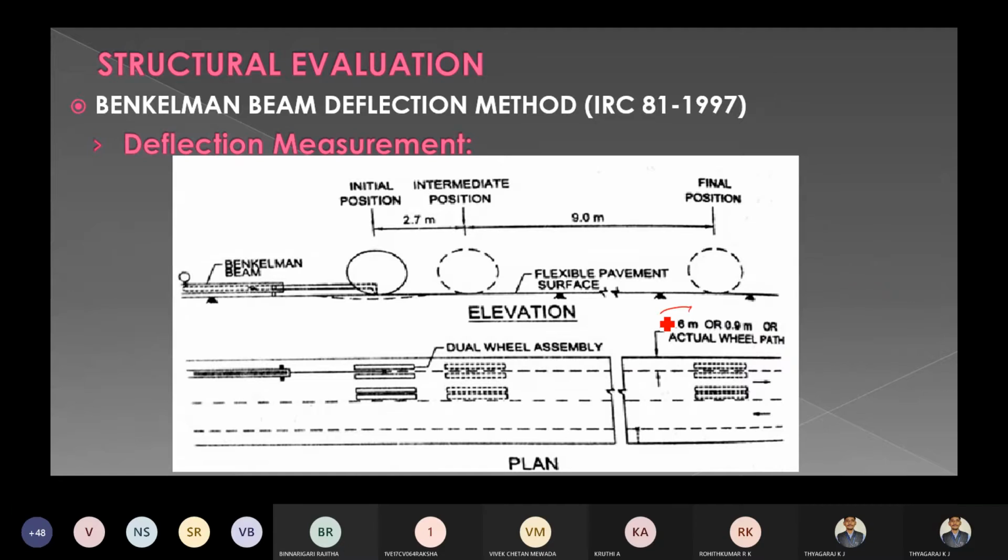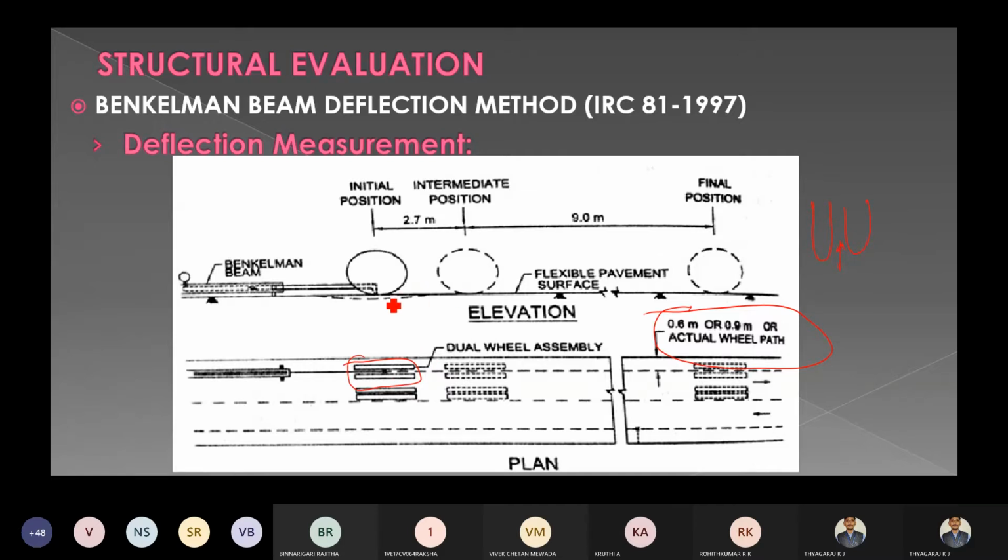So you can observe here the marking of the points 0.6 and 0.9 meter from the actual wheel path. In the plan, this is the wheel of the vehicle. You are going to insert the probe. The probe end of the beam will be inserted inside the wheel. There will be a gap between the wheels, so in between the wheels we are going to insert the probe.